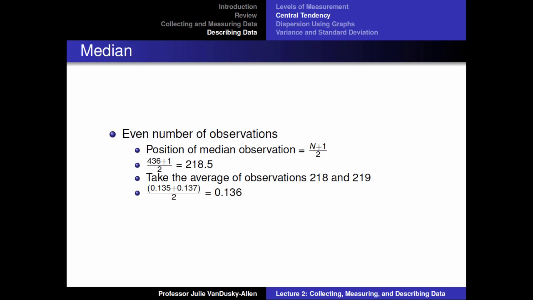In the previous slide, I taught you how to calculate the position of the median observation when you have an odd number of observations. When you have an even number of observations, it is slightly different. To calculate the position of the median observation, first you take the number of observations plus 1 and divide that number by 2. So if we have 436 observations, we add 1 to 436 and divide that value by 2, and we would get 218.5. There is no 218.5 observation. Instead, there are observations 218 and 219. What we do then is take the average of the values from observations 218 and 219.